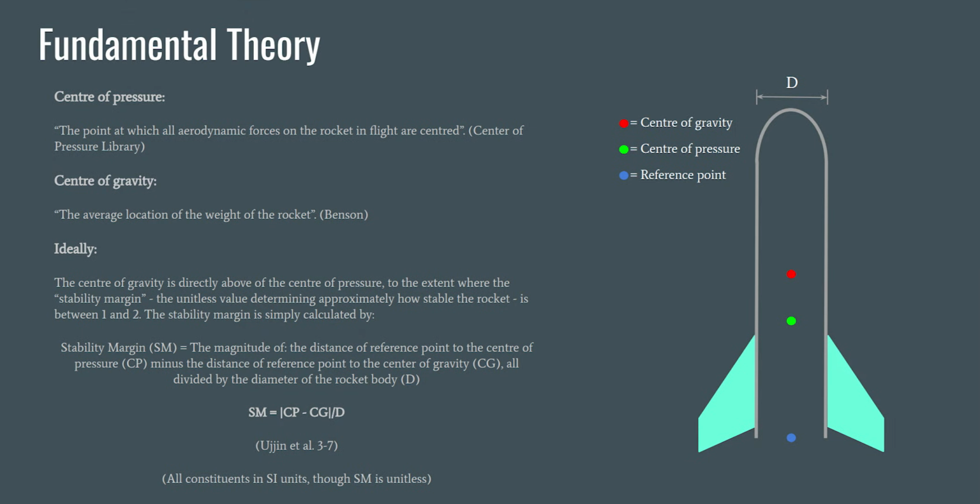Next, we must ensure our rocket is stable in flight by taking into account its center of pressure and center of gravity. The former is the point where all aerodynamic forces on the rocket are centered, while the latter is the point where the weight of the device is considered to act. For optimal stability, the center of gravity should be above the center of pressure, to the extent where the rocket's stability margin is between 1 and 2. This value is found by taking the distance between the center of gravity and center of pressure, then dividing that value by the rocket's body diameter.